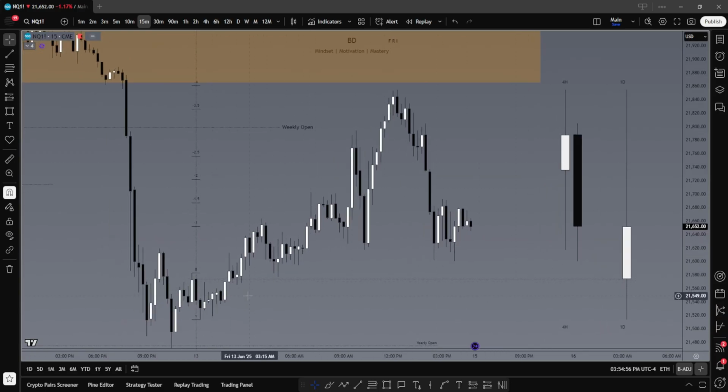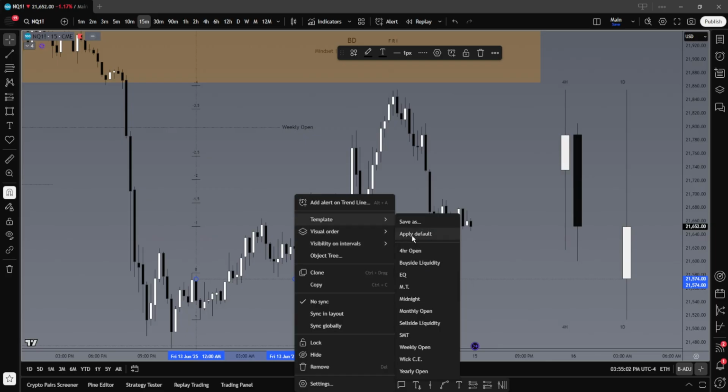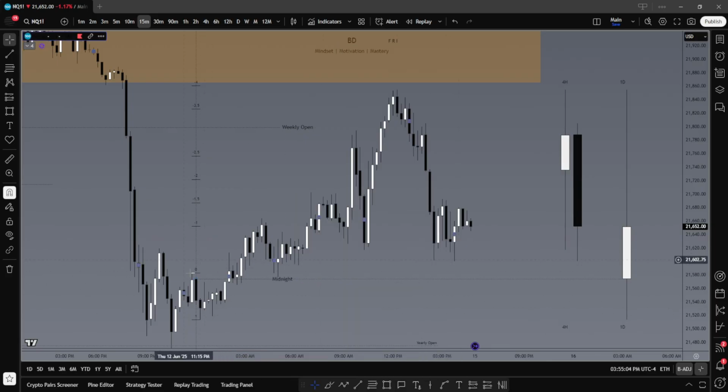Once again, this midnight open. That's what this daily candle is marking out here. This is the midnight open. So once again, just like the previous days, is this not the same kind of projection I'm using? It's the same damn thing.